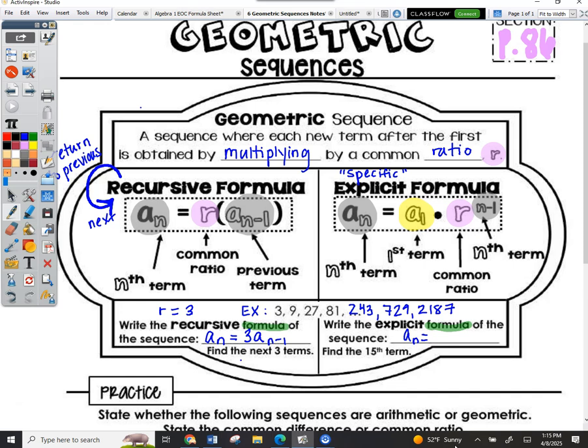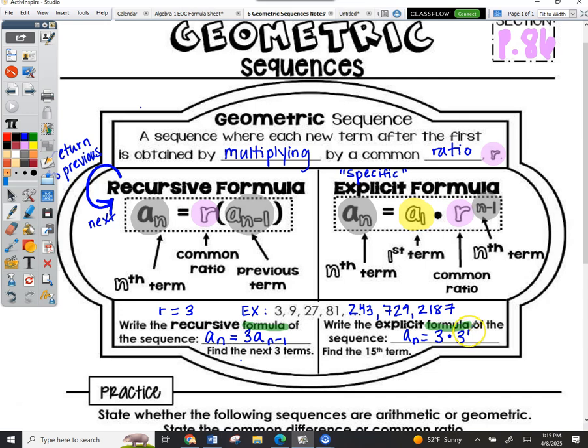A sub 1 means the first term in the sequence. What was the first term in the sequence, y'all? 3. Times, what was our multiplier? 3. And then it says, this is in the exponent's place, by the way.